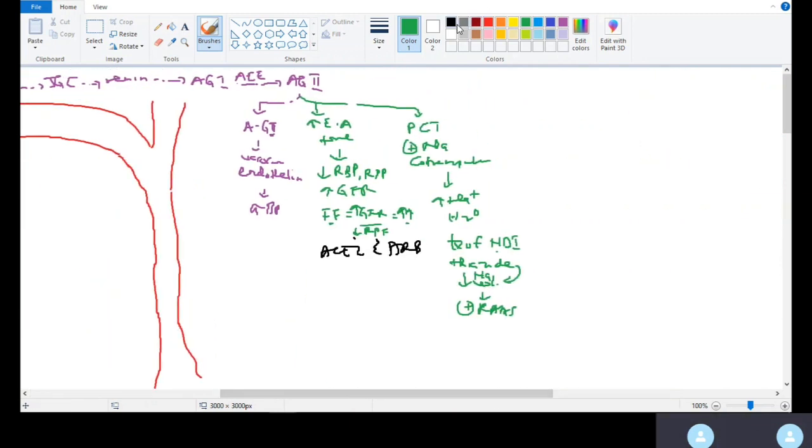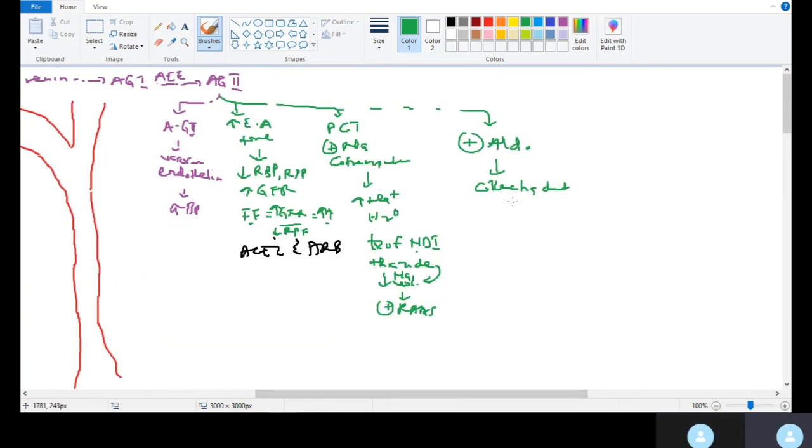What does angiotensin 2 do? It goes to the adrenal gland, the adrenal cortex, and it's going to release aldosterone. So we release aldosterone. Aldosterone goes to our collecting ducts, to the principal cells in the collecting ducts. And in there, it's going to trigger what?